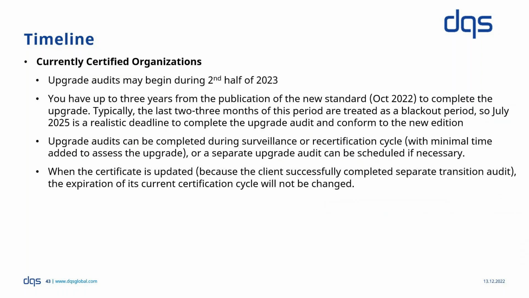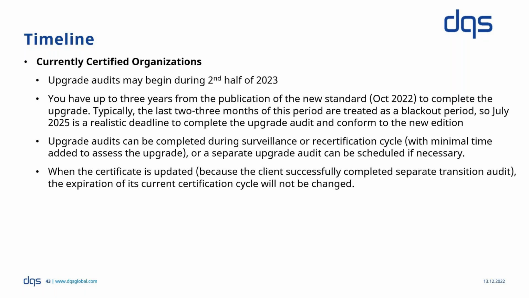You have up to 3 years from the publication of the new standard to complete the upgrade, as we saw in the previous chart. Typically, the last 2 to 3 months of this period are treated as blackout period to make the transition easier at the end. So July 2025 is a realistic deadline to complete the upgrade audit and conform to the new edition.